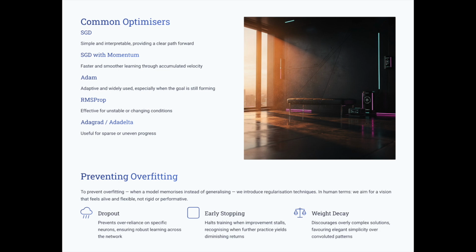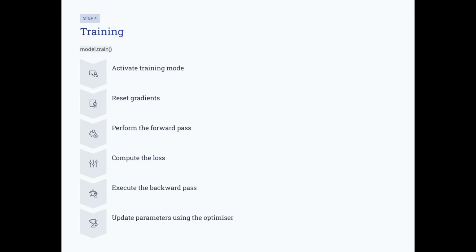To prevent overfitting, when a model memorizes instead of generalizing, we introduce regularization techniques. Dropout, which prevents over-reliance on specific neurons. Early stopping, which halts training when improvement stalls. Weight decay, which discourages overly complex solutions. In human terms, we aim for a vision that feels alive and flexible, not rigid or performative. Calling model.train() puts the network into training mode. In this state, dropout randomly disables neurons to improve robustness. Batch norm uses statistics from the current batch to stabilize learning.